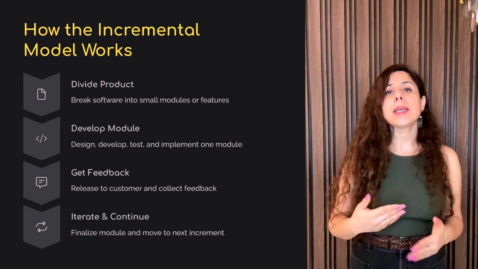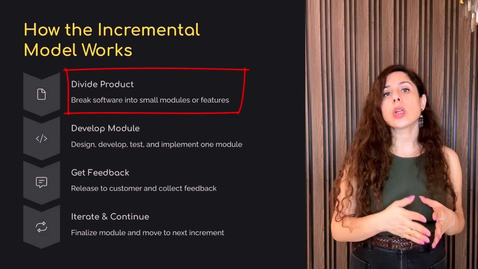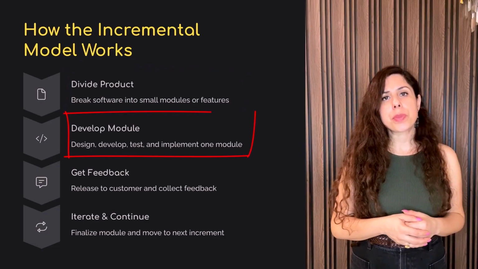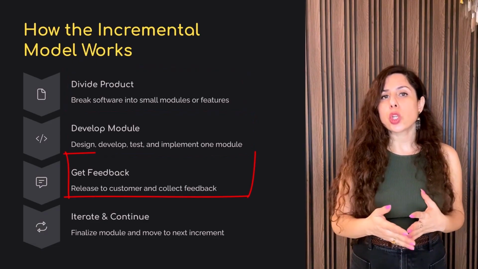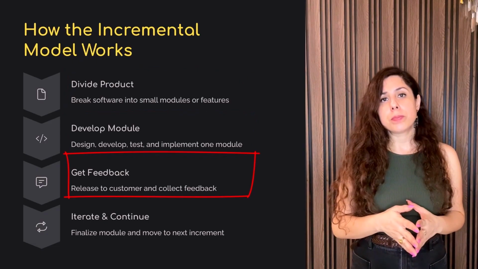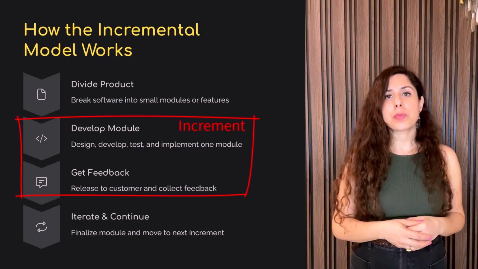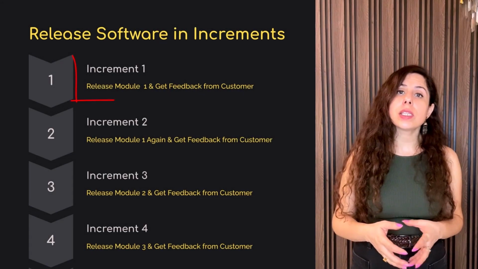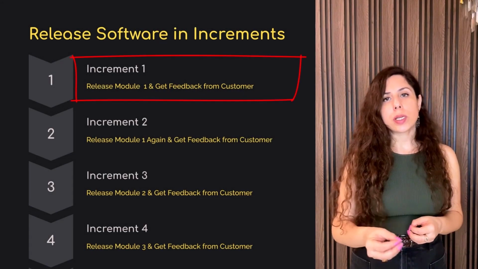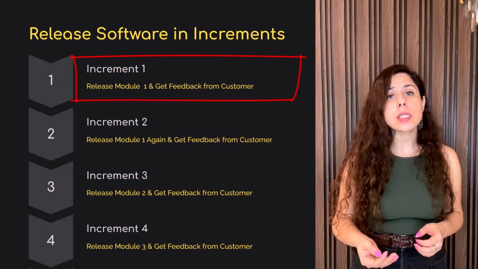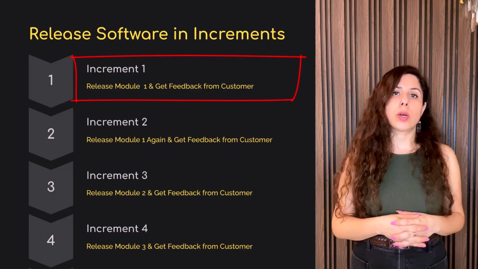In this model, we basically divide a product or software into small features, or you can say modules. And we release these modules to the customer one by one. These small features or modules are called increments. Basically, in the first release, we deliver one module to the customer that will be called the first increment. The customer will use it and give the feedback to us.